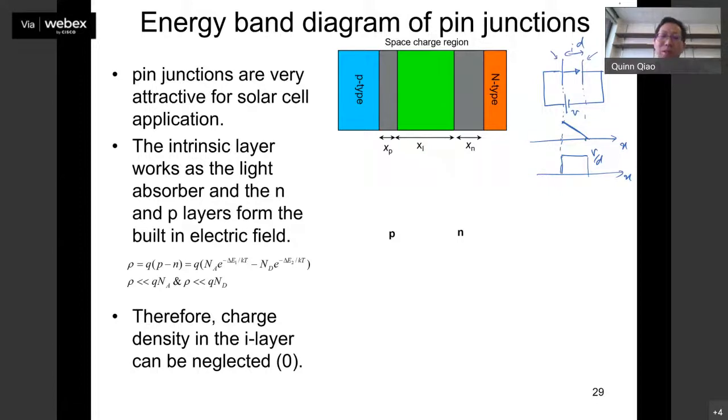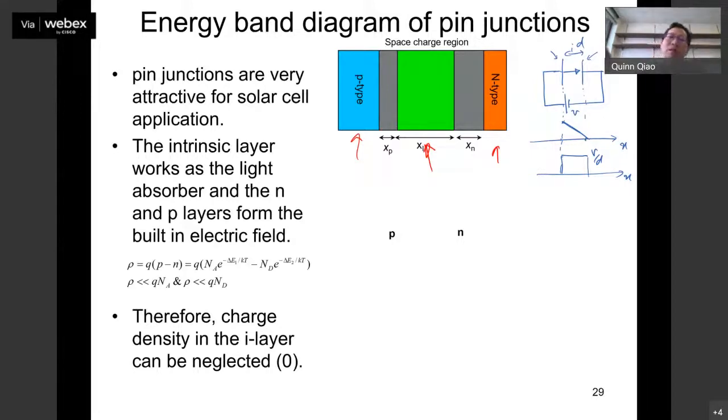Some examples include amorphous silicon solar cells, GaAs solar cells, or these III-V solar cells, which are basically made of PIN junctions. A PIN junction has a P layer, an I layer, and an N layer. The P layer will transport the holes, and the N layer will transport electrons. The I layer is the active material that absorbs the sunlight.